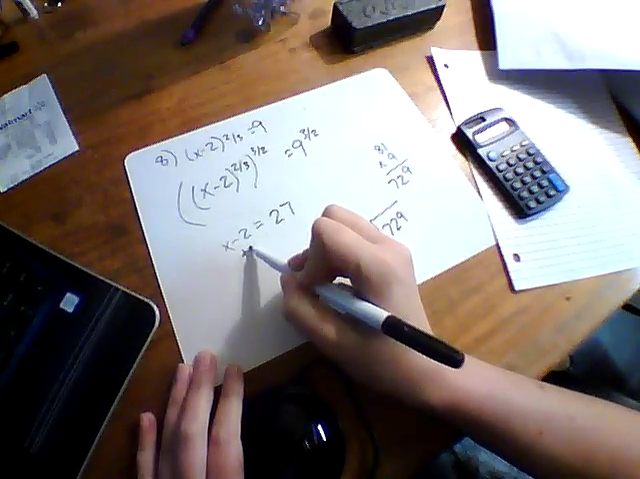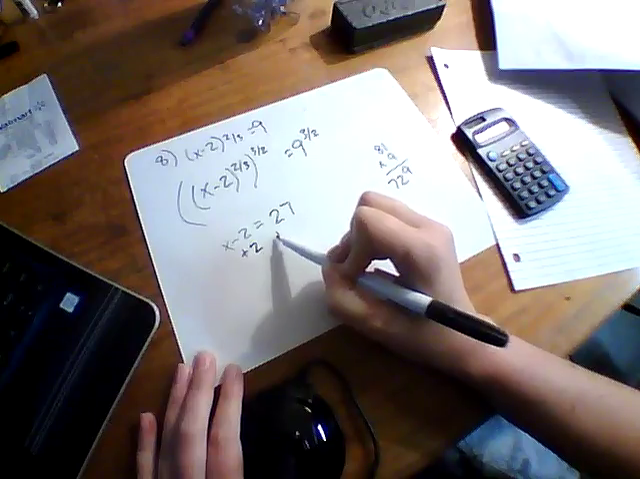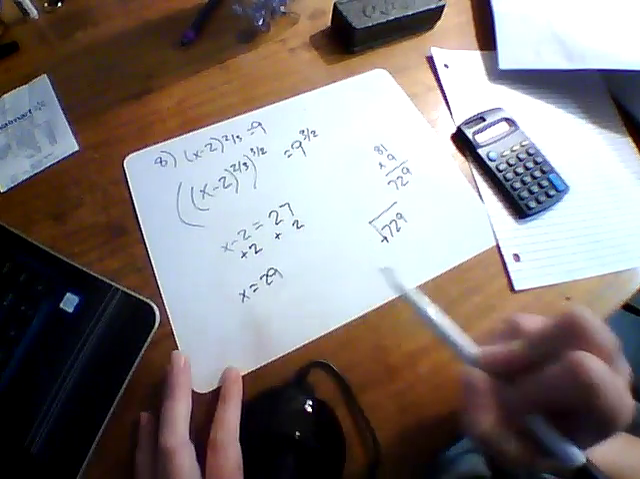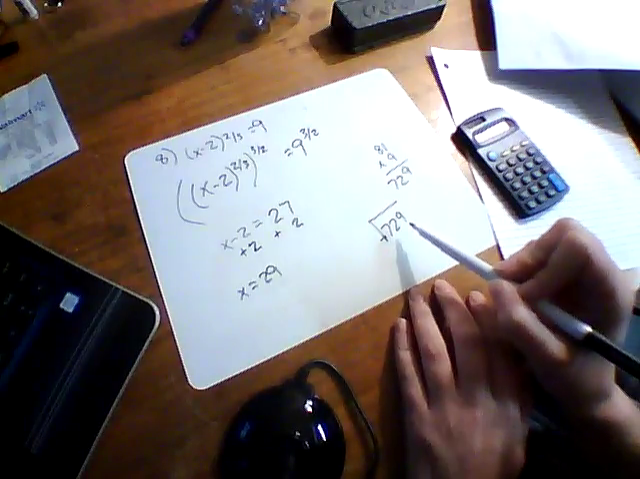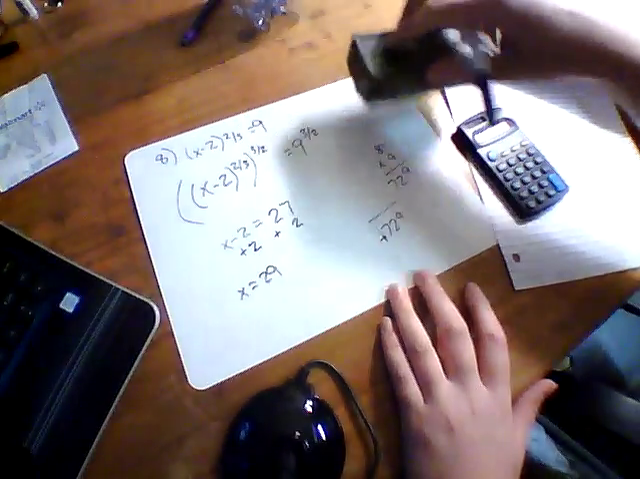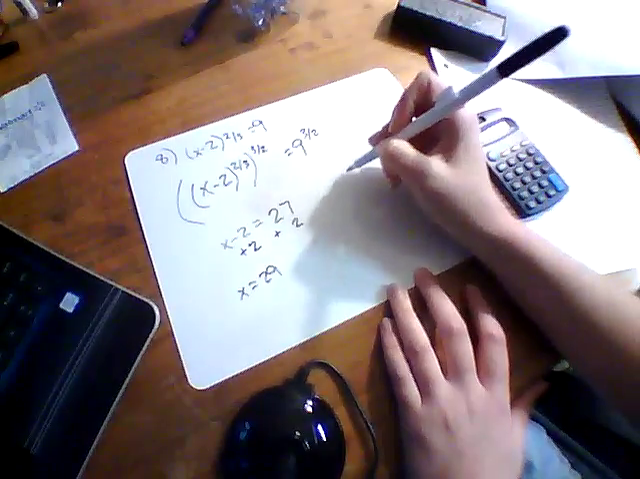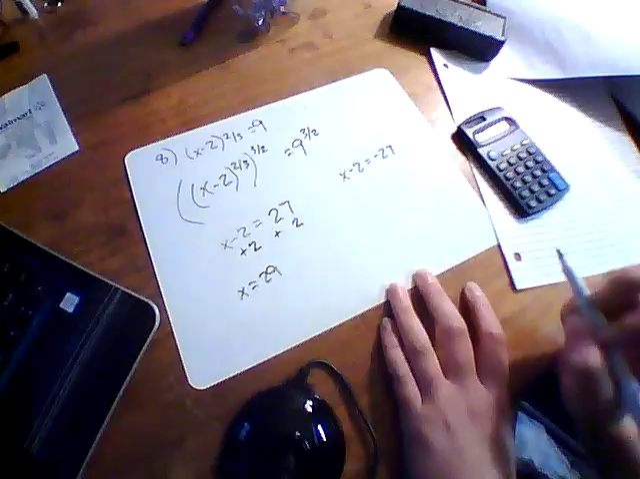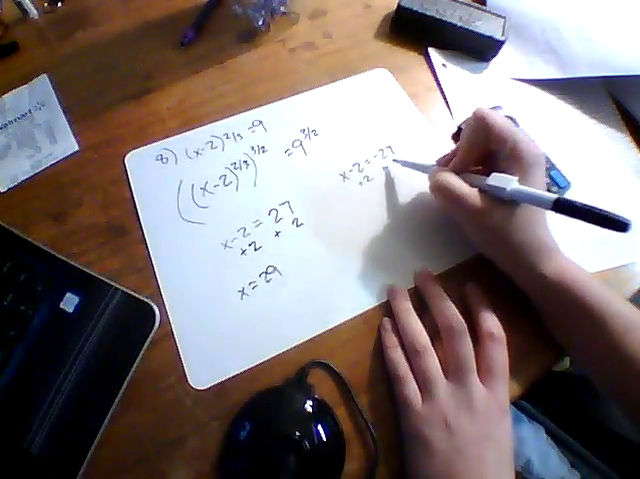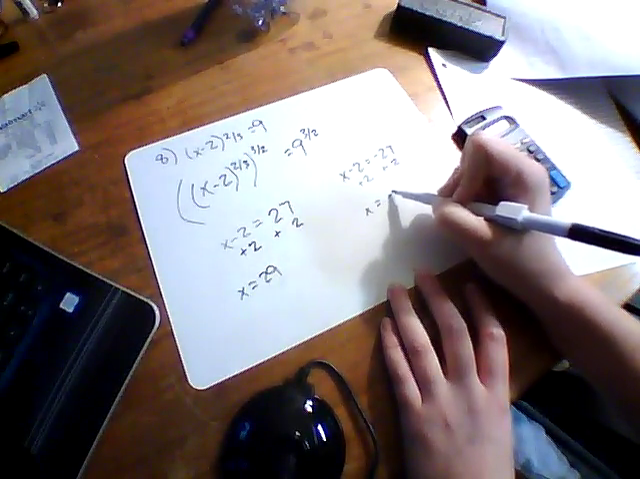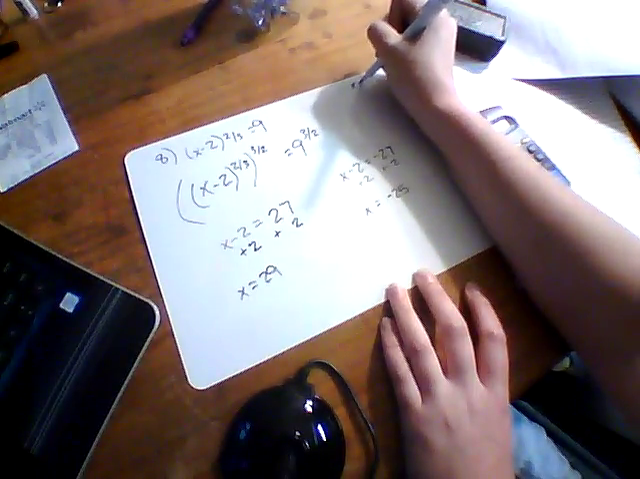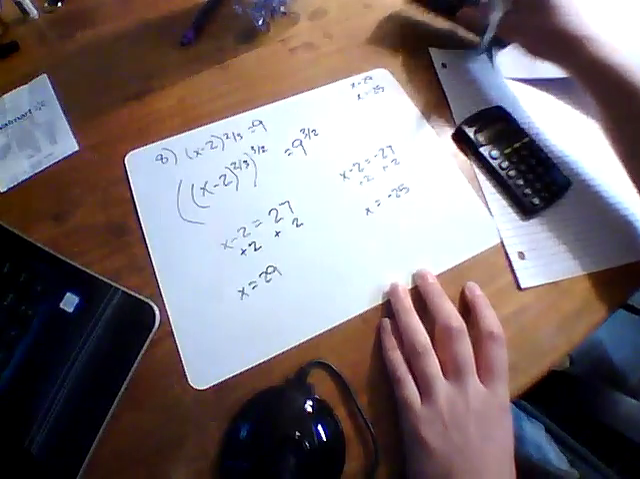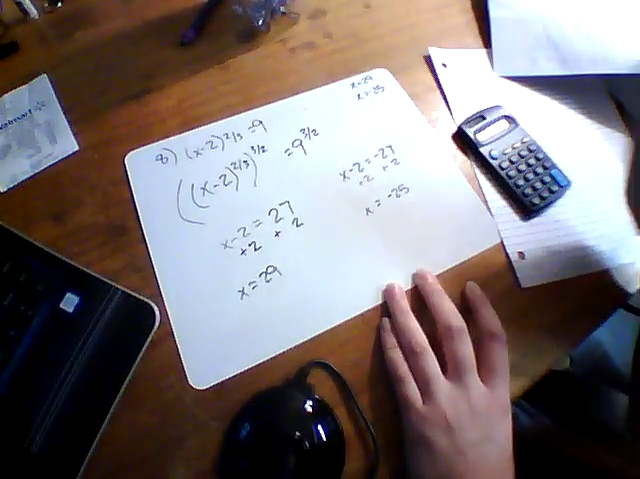Okay. Plus 2, x equals 29. Now remember, the square root of 729 can also be negative 27. Okay, we add the 2, we get x equals negative 25. We need to do the same thing with checking these solutions to make sure that they actually will work.